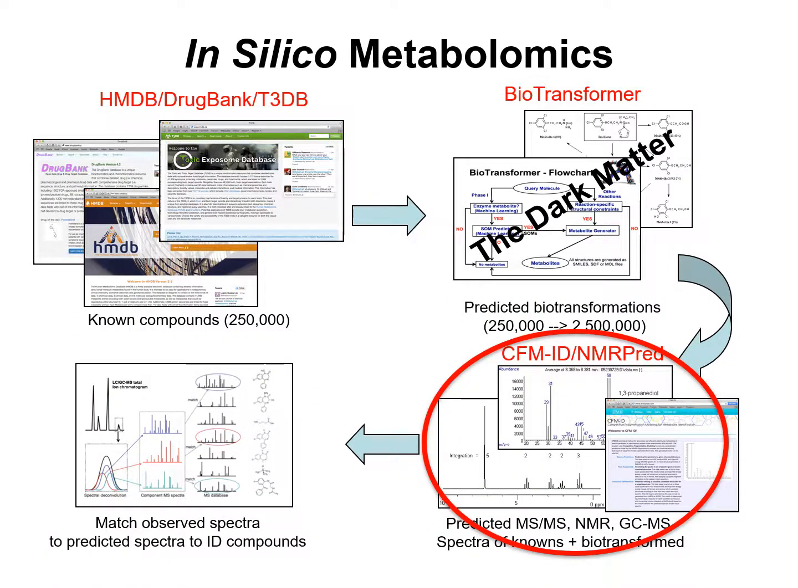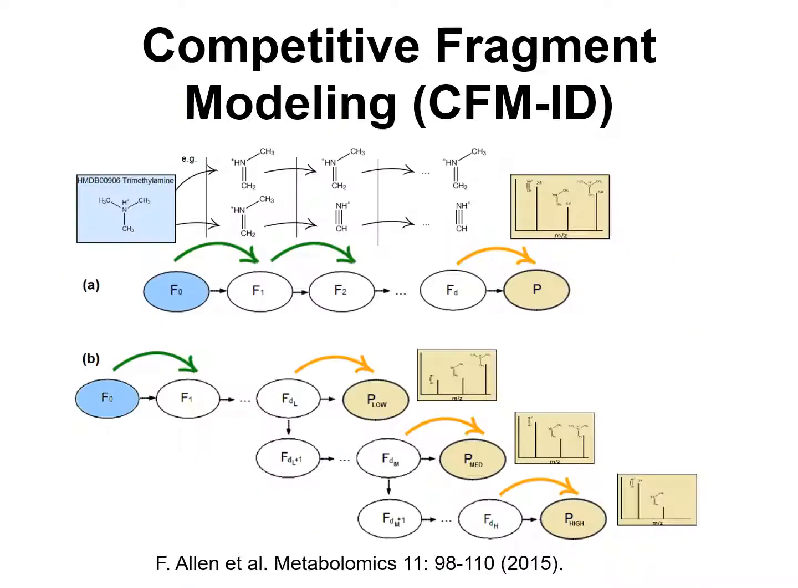So going back to that diagram, we're showing how in silico metabolomics is done, where we start with the knowns, we transform them with biotransformer to create the dark matter or the unknowns. But then from those structures, we want to try and see if we can generate observables. And this is where we use tools to predict the observables, namely the mass spectra. My group has spent the last few years developing a number of tools to accurately predict tandem mass spectra, as well as EI or GCMS spectra.